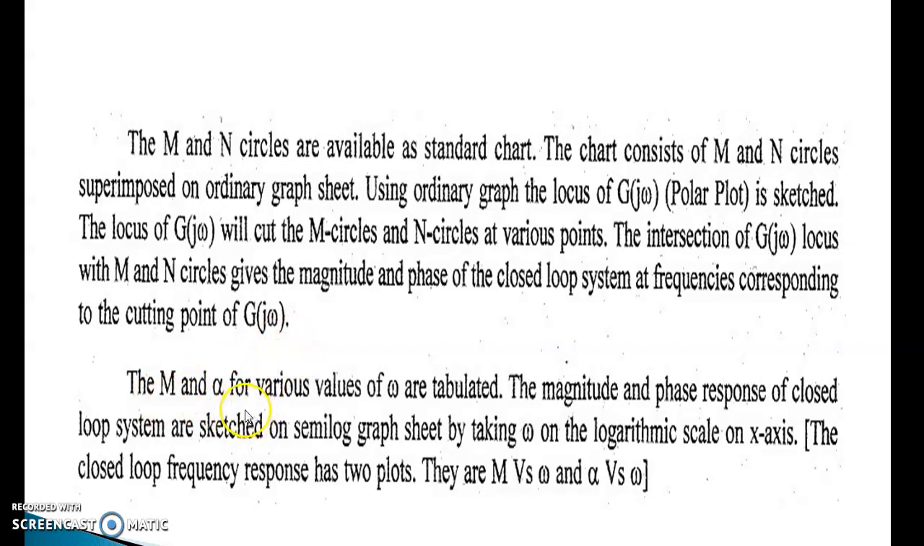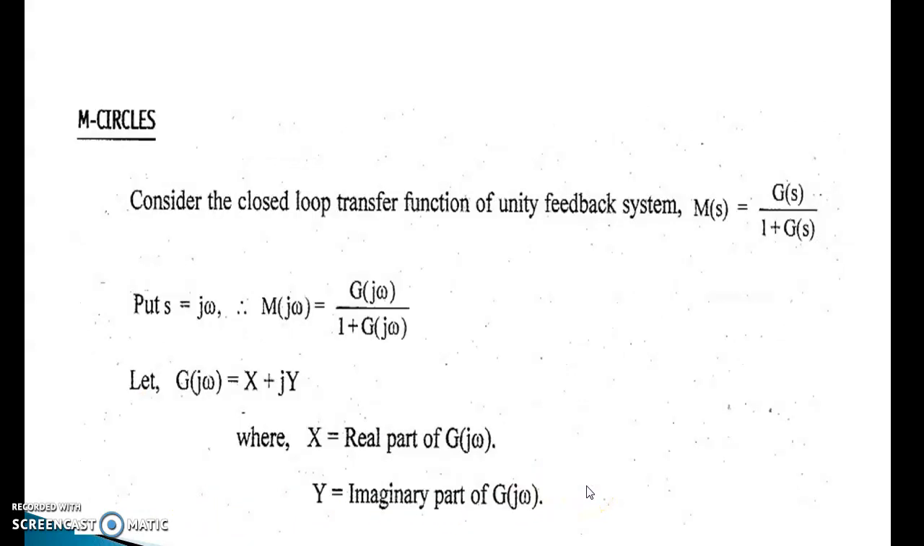The M and alpha for various values of omega are tabulated. The magnitude and phase response of closed loop systems are sketched on semi-log graph sheet by taking omega on the logarithmic scale on the x-axis. The closed loop frequency response has two plots. They are M versus omega and alpha versus omega.